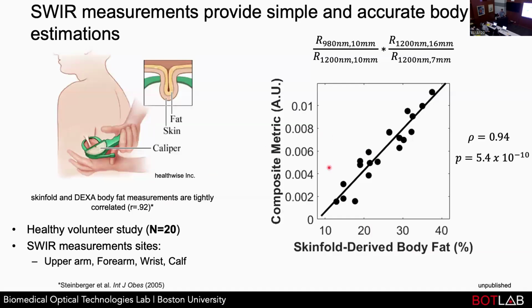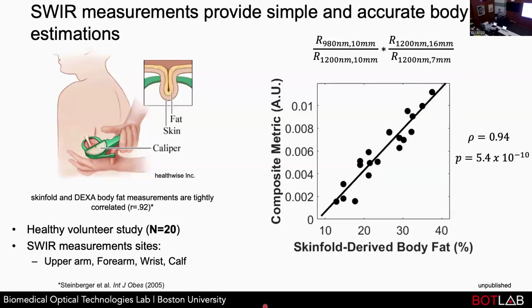So we measured a bunch of healthy volunteers and looked at how the skinfold-derived body fat correlated with this composite metric from our wearable. And we looked at water and lipid from the neural network and then just ratios of diffuse reflectance at different wavelengths. You can see in some circumstances we have really, really nice correlation. So this is just taking the probe and touching it in a few locations, the upper arm, the forearm, the wrist, and the calf. Unfortunately, the wrist actually performed the worst.